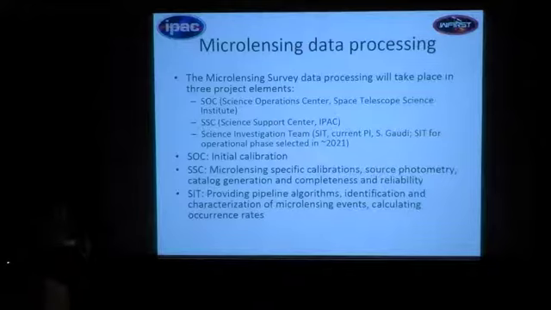As far as the microlensing is concerned, there's actually three important groups in getting the data processed. The first is the SOC, the Science Operations Center, which is at Space Telescope Science Institute. The second is the SSC, the Science Support Center at IPAC. That's the group that I lead. Don't ask me who came up with these names. It was not me. And then there's the Science Investigation Team, which is called the SIT. Again, everything has to have an acronym. The current PI of that is Scott.